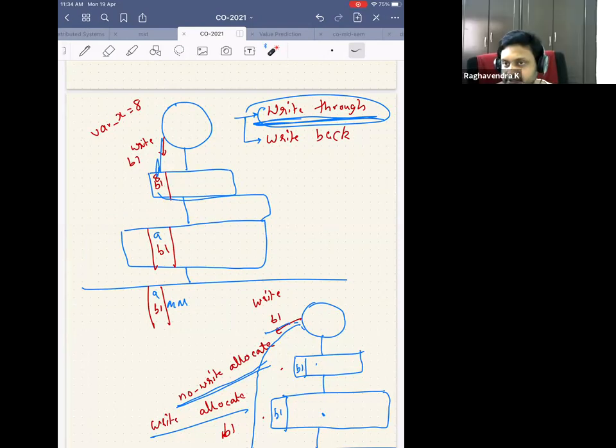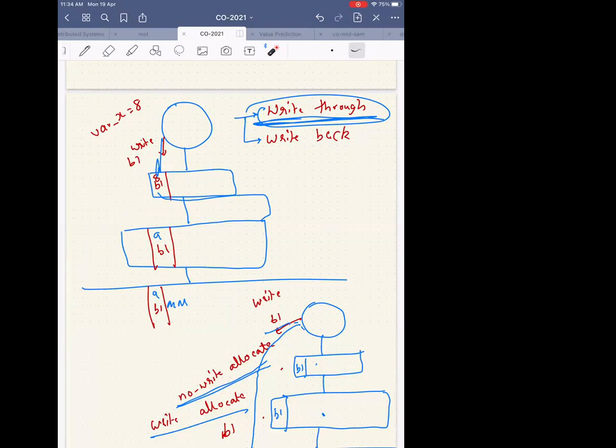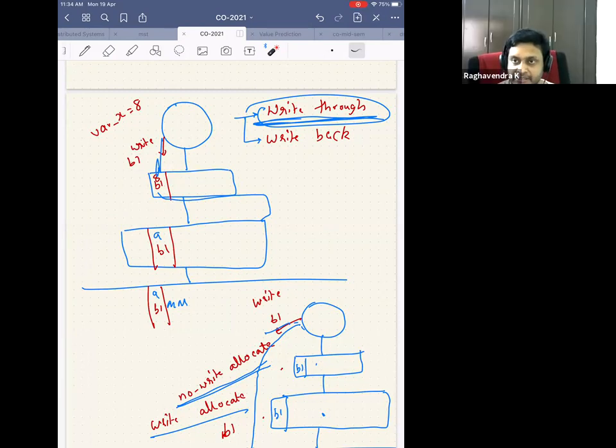Yeah, that we haven't discussed. I mean, that we'll discuss now. But forget about what is better. My question is, did you understand? If I pick a write through cache, I will pick a no write allocate policy. If I pick a write back cache, I will pick a write allocate policy. Does that make sense? Yes, sir.